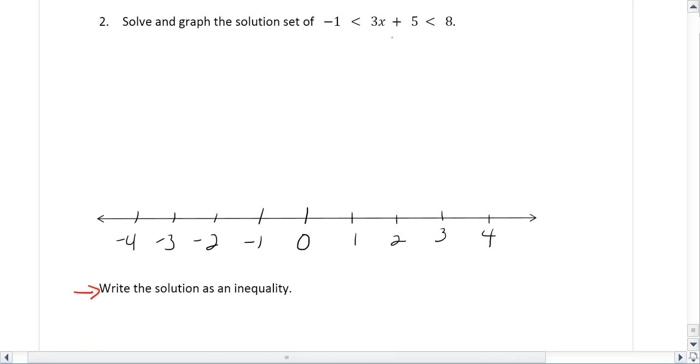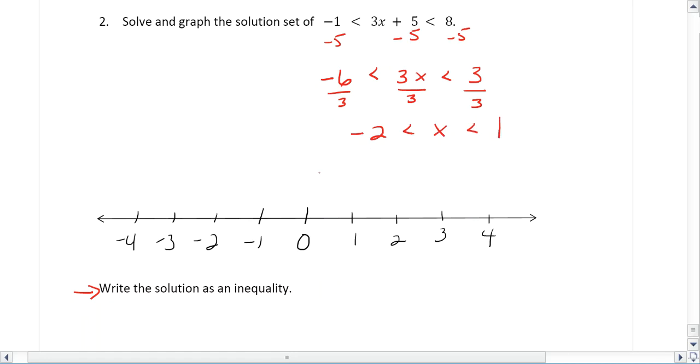So the first thing we're going to do is subtract a 5 from the middle, subtract a 5 from the right, and subtract a 5 from the left. And if you keep it all together like this, you're saving yourself a lot of work. So I hope this isn't too weird for you. So over here on the left, we get negative 6 is less than 3x is less than 3. And again, we want x by itself, so we're going to divide everything by 3. This becomes negative 2 is less than x is less than 1.